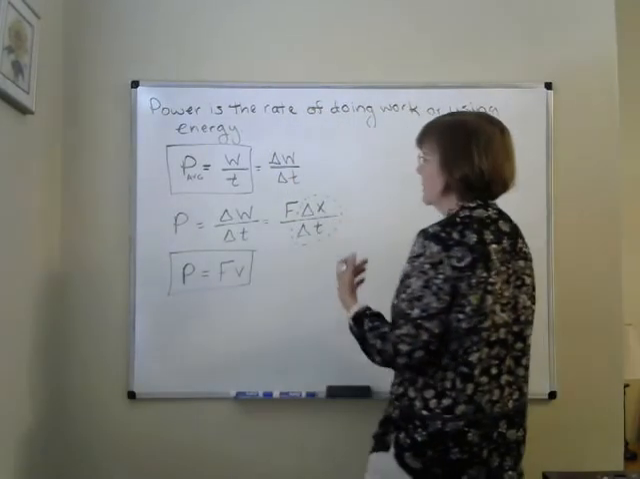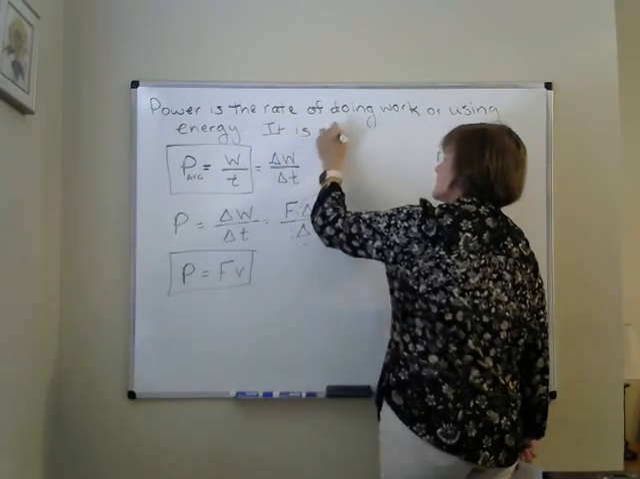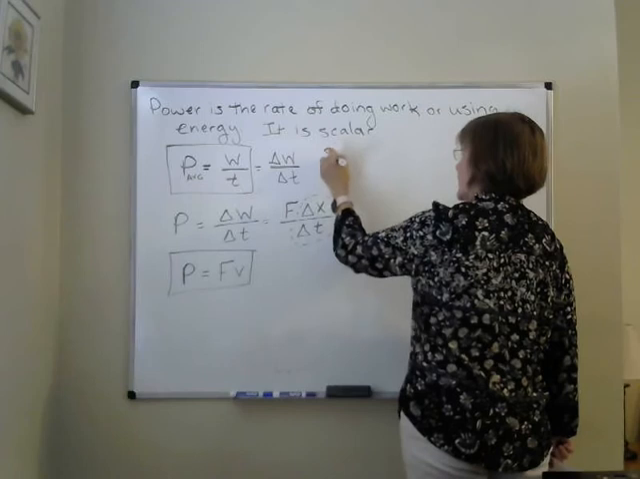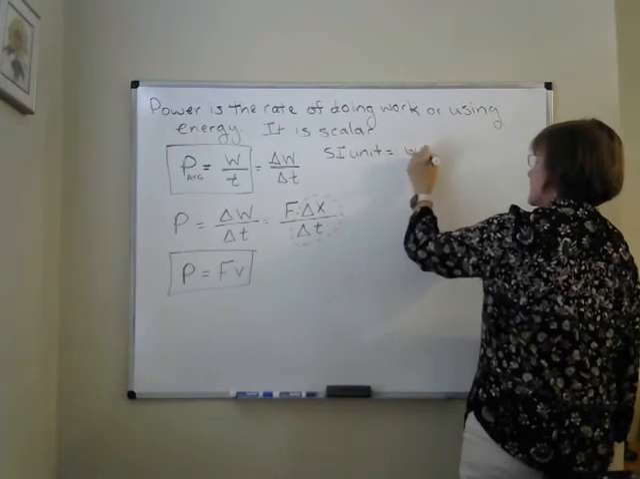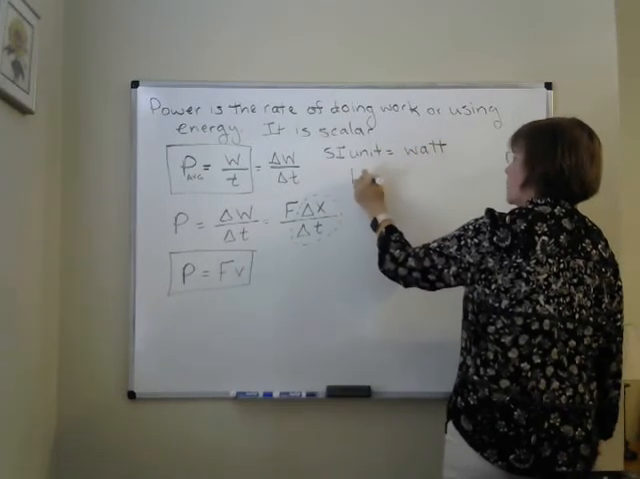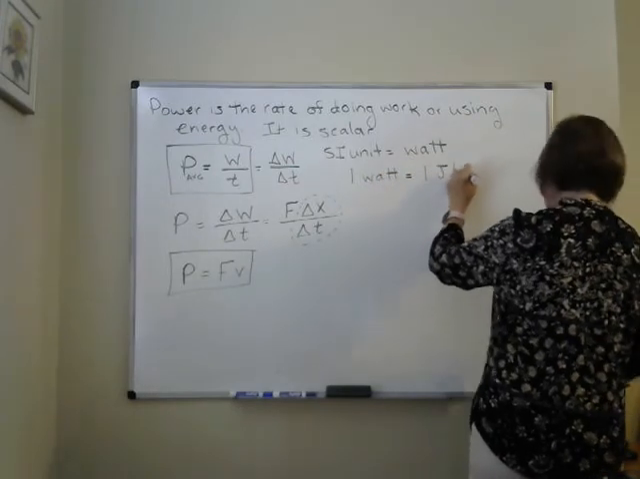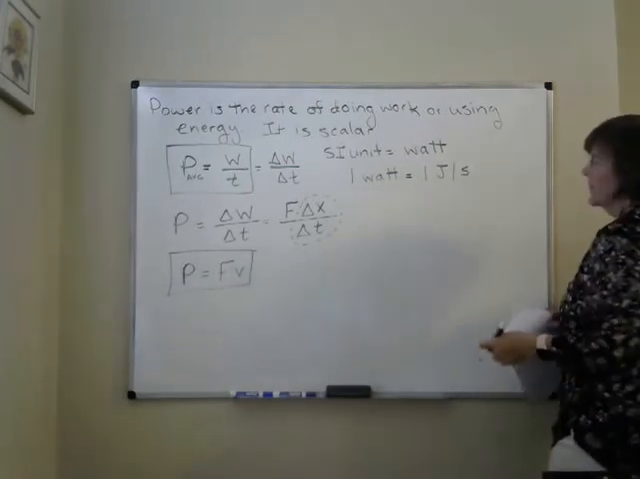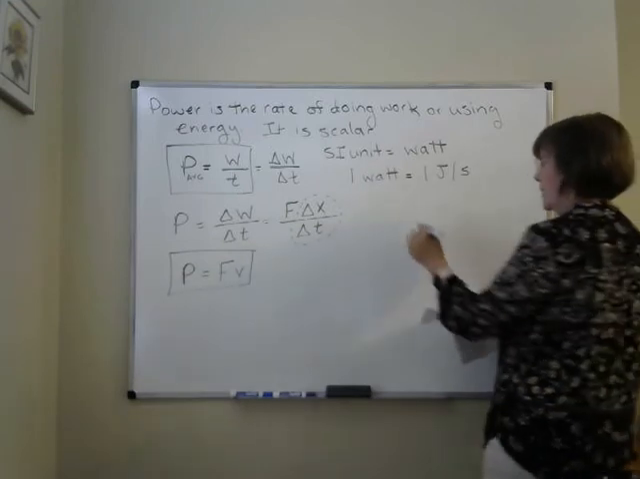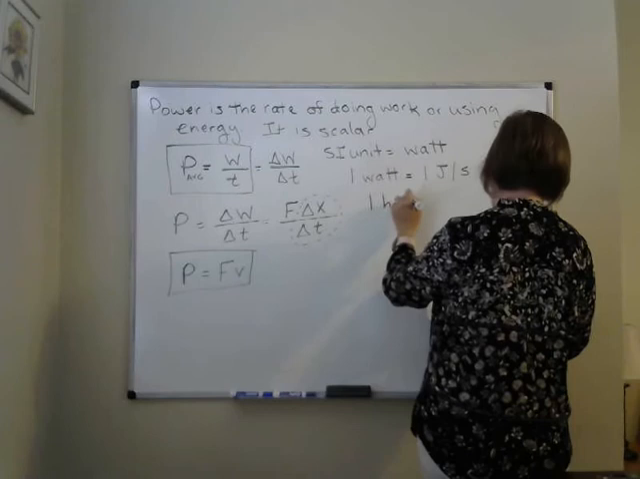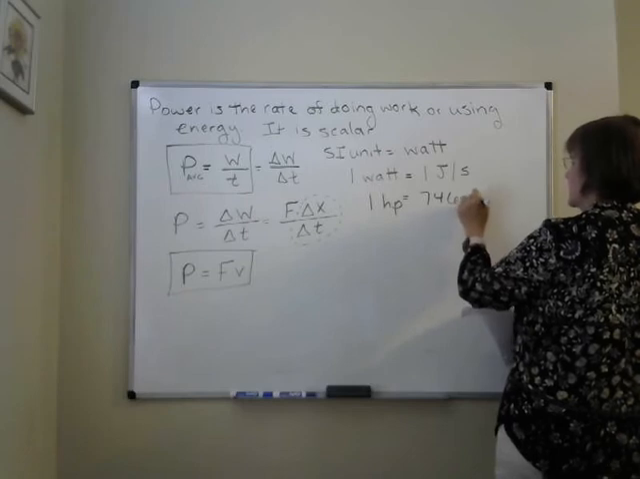It is important to point out that power is a scalar, and that the SI unit is the watt. 1 watt is 1 joule per second. Another familiar unit that you may know is the horsepower. 1 horsepower is 746 watts.